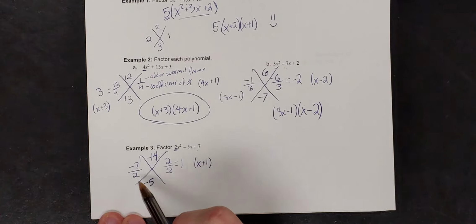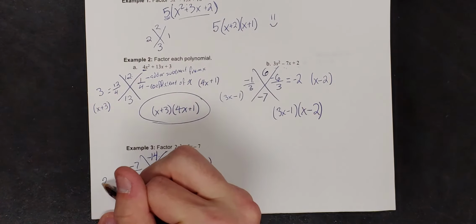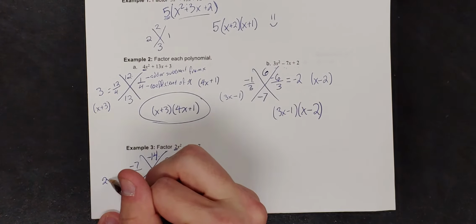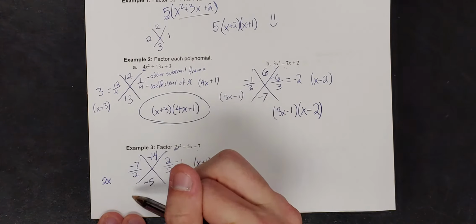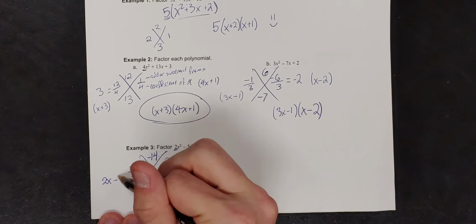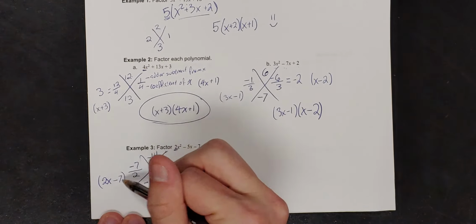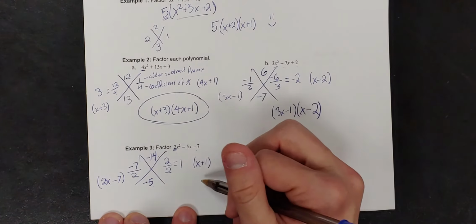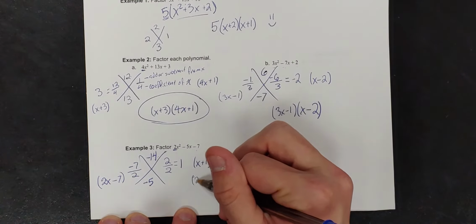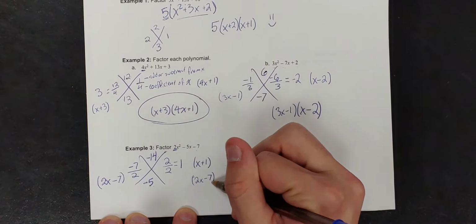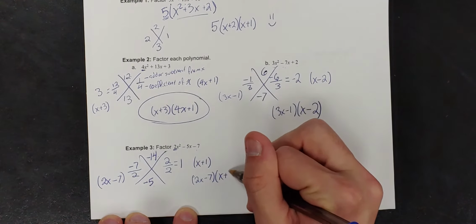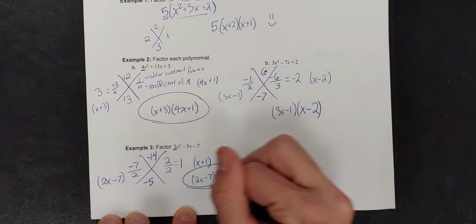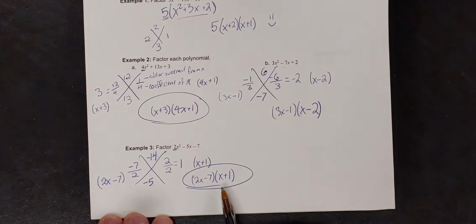On the right, remember your denominator is the coefficient of your x. And then minus 7 is what you're adding or subtracting. So you get 2x minus 7. And then we make them kiss. So 2x minus 7 times x plus 1. You always want to remember to write your final answer with your two binomials next to each other.